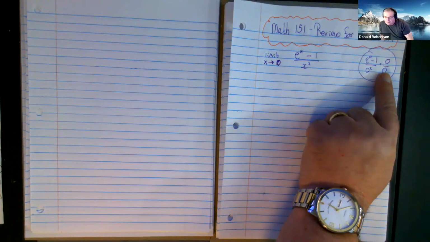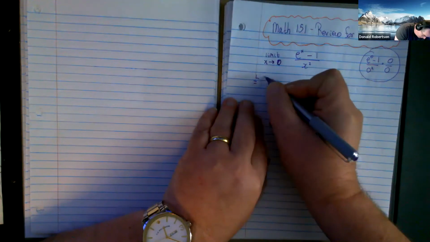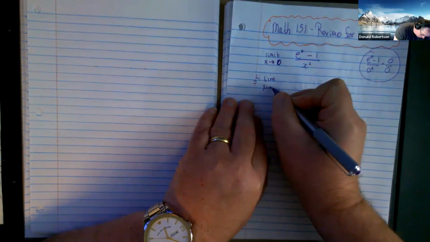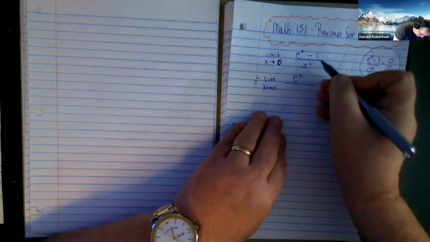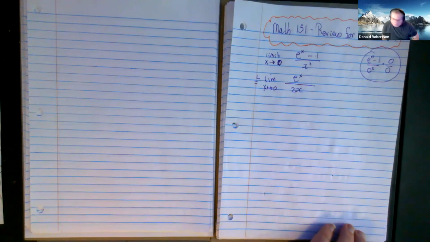So when you do L'Hopital, you can only do it when things look like this, right? 0 over 0, or less likely infinity over infinity. According to L'Hopital, what you do is you find the derivative of the top guy, which is e to the x, and the derivative of the bottom guy, which is 2x. Now, if you put in 0, you get e to the 0 over 2 times 0. You get 1 over 0.